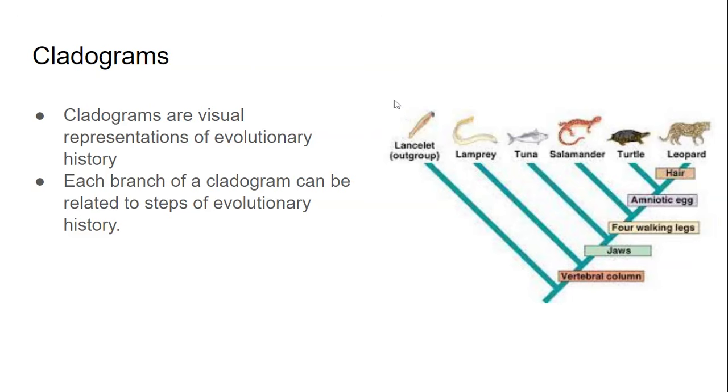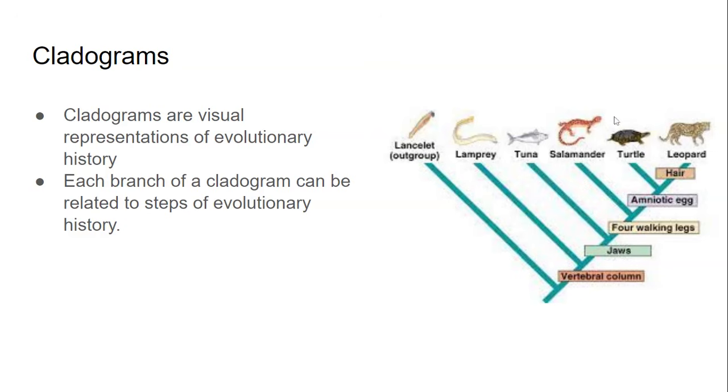So if we're looking at this, lancelet and the leopard had a common ancestor back here. Well, what separates a leopard from a lancelet? All of these characteristics right here are separating it. So a leopard has this vertebral column, jaws, four walking legs, amniotic egg, and hair, right? So the further back their common ancestor was, the more characteristics there are going to be that are different between the two.